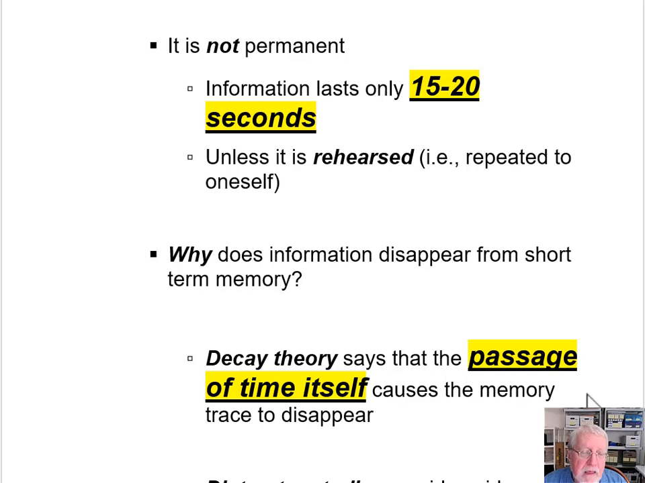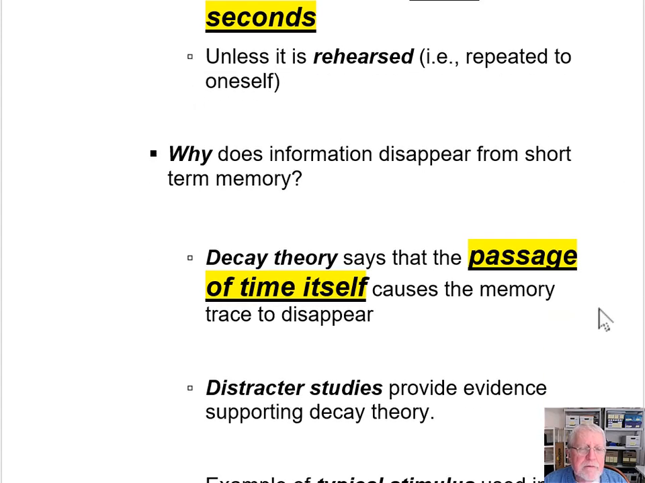Now, how do we know that? How do we know that information decays? And furthermore, how do we know that it decays so quickly, in 15 to 20 seconds? Our strongest evidence comes from a type of investigation called a distractor study. Distractor studies are very popular in memory research, and talking about how a distractor study is conducted will help you understand what I mean by rehearsal and what I mean by information fading if it's not rehearsed.